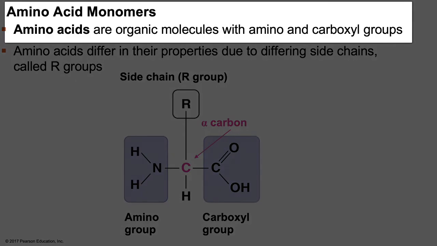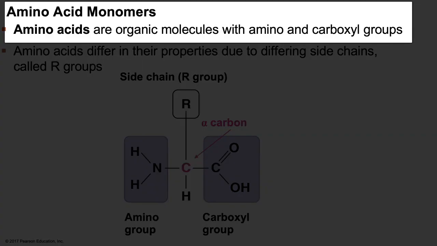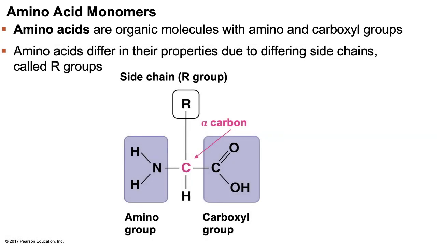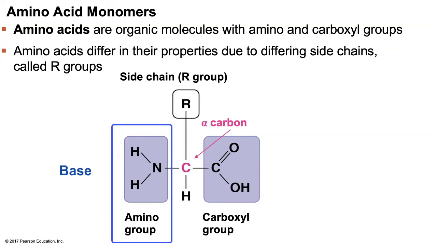The 20 amino acid monomers are organic molecules with an amino and a carboxyl group. They all have this in common in their structure, and you can see that pictured here. The pink carbon that we see is called the alpha carbon, and to the left of the alpha carbon, we have the amino group, which acts like a base, and to the right of that carbon, we have an acidic carboxyl group. So again, these are called amino acids.